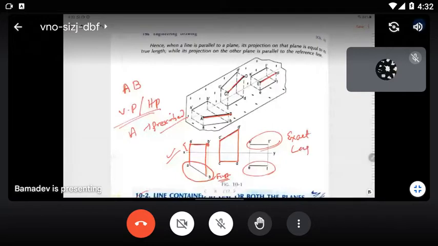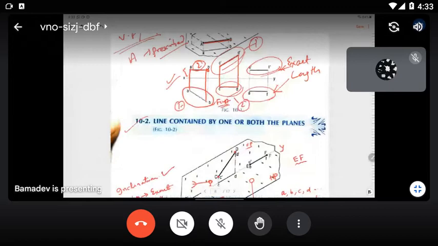In this case, this is first, this is second. Here, this is first, this is second. So, the first cases I have discussed. Let us come to the third one.